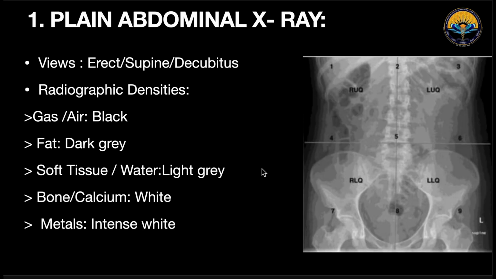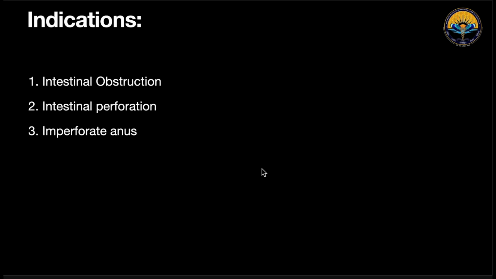Starting with the plain abdominal X-rays, the three views which we use here are erect, supine and decubitus view. The densities on the radiographs are gas, fat, soft tissue, bone and metal. The indications of plain abdominal X-ray are intestinal obstruction, intestinal perforation and imperforate anus.